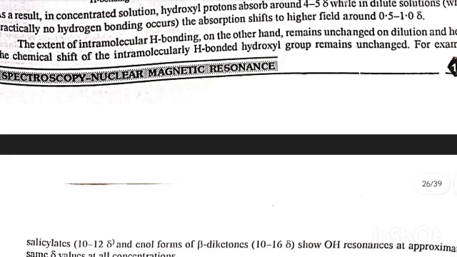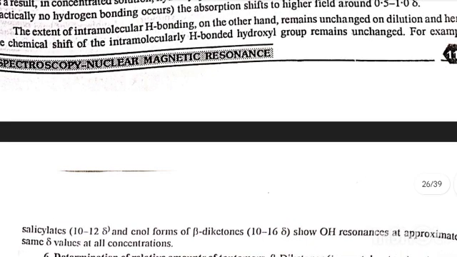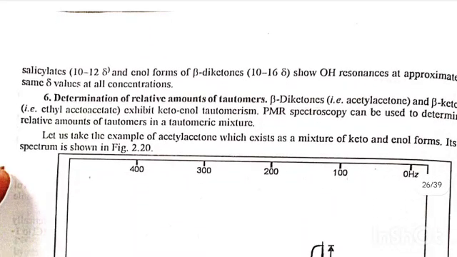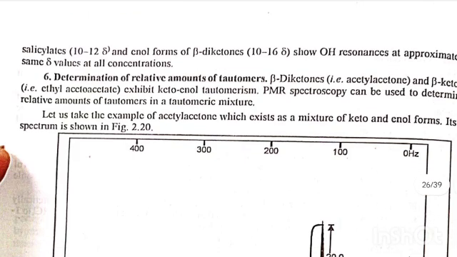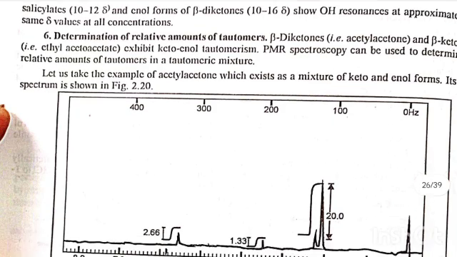The extent of intramolecular hydrogen bonding, on the other hand, remains unchanged on dilution, and hence the chemical shift of the intramolecularly hydrogen bonded hydroxyl group remains unchanged. For example, salicylates, 10 to 12 delta, and enol forms of beta diketones, 15 to 16 delta, show OH resonance at approximately the same delta values at all concentrations.